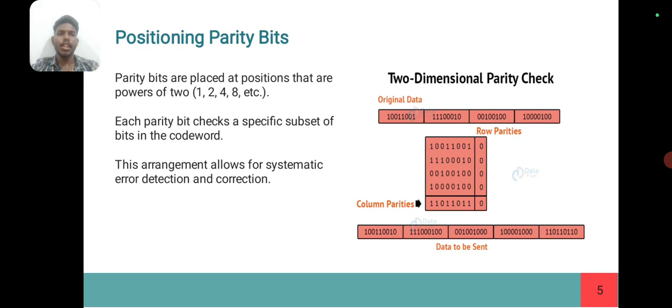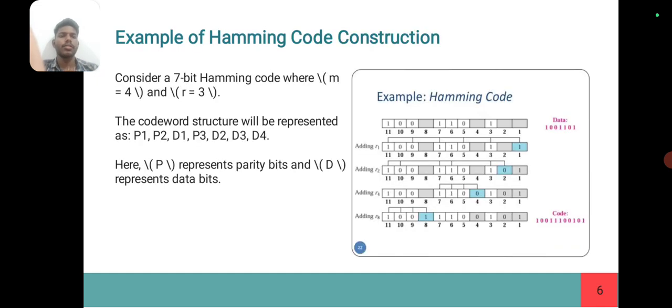Positioning parity bits. Parity bits are placed at positions that are powers of 2: 1, 2, 4, 8, etc. Two-dimensional parity check. Each parity bit checks a specific subset of bits in the code word. This arrangement allows for systematic error detection and correction. Here is a brief explanation of the two-dimensional parity check in binary operations, where the data to be sent is divided into column partitions and row partitions.